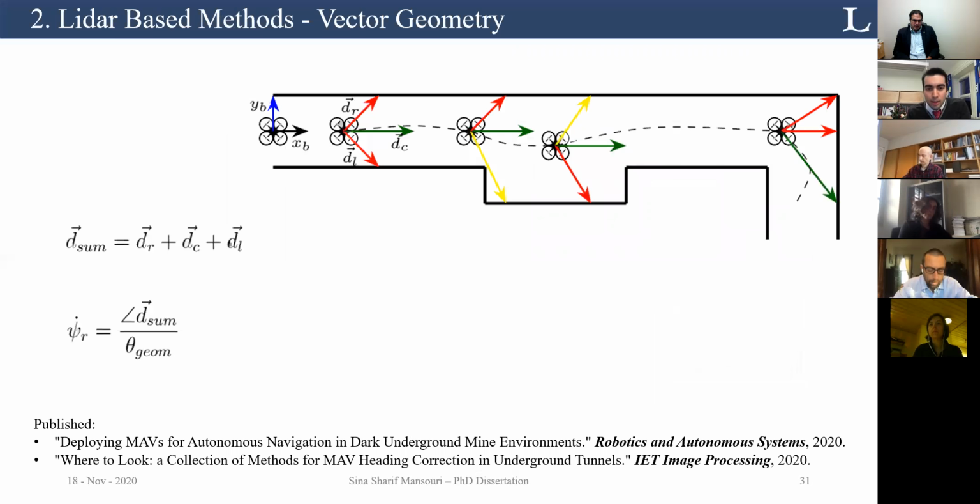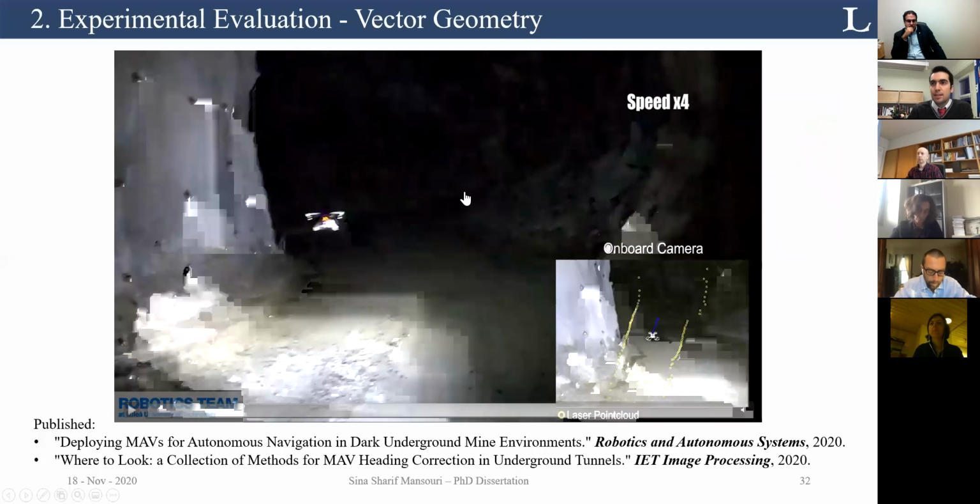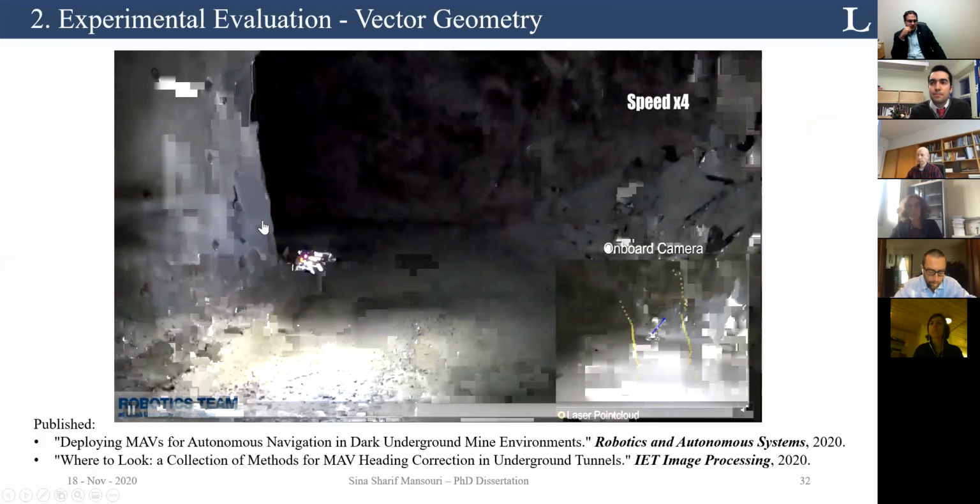Initially, I was looking at the geometric-based approach. So we know the ranges, we know their angles. If we sum three of them, one looking left, right, or center, we can find the direction toward the largest open area. And then based on a proportional controller, we can send it as a heading rate command to our micro aerial vehicles. And here you can see the video of it.